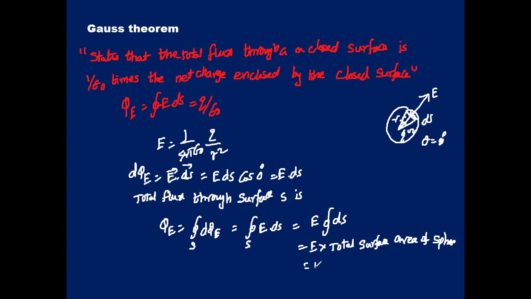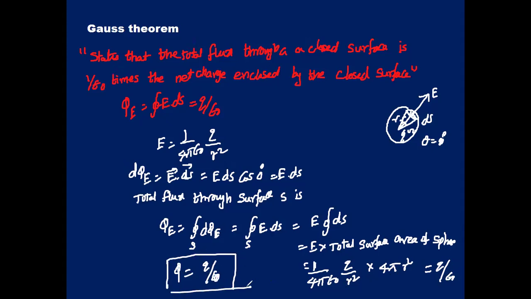That is equal to, as you know, 1 by 4 pi epsilon naught into q by r square into the total surface area, which is 4 pi r square. 4 pi r square will be cancelled. So q by epsilon naught. So finally, phi is equal to q by epsilon naught. So this is Gauss theorem.